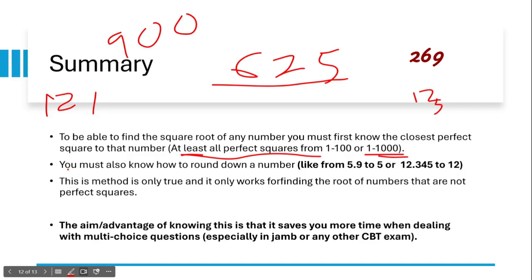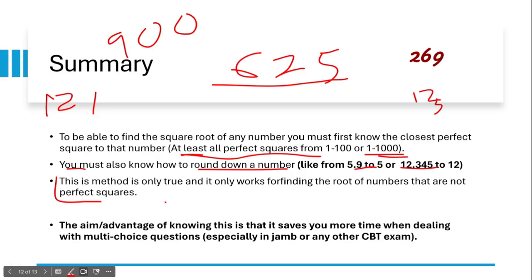The next thing we also did was that you must know how to round down numbers. So we learned how to round down numbers. From 5.9 to 5, from 12.345 to 12. Just remove the decimal portion of the number. That is how to round down the number. And one thing we also discovered is that this method only works for finding the root of numbers that are not perfect squares.